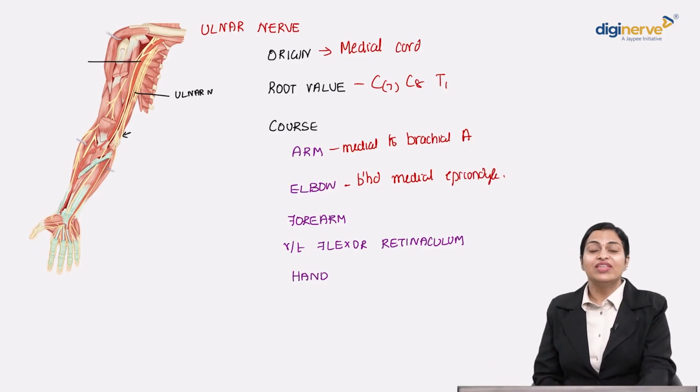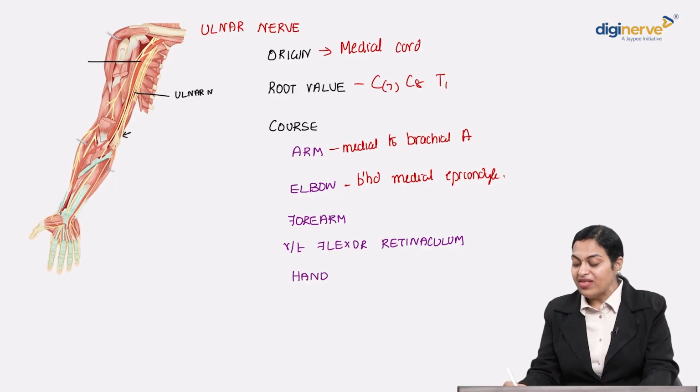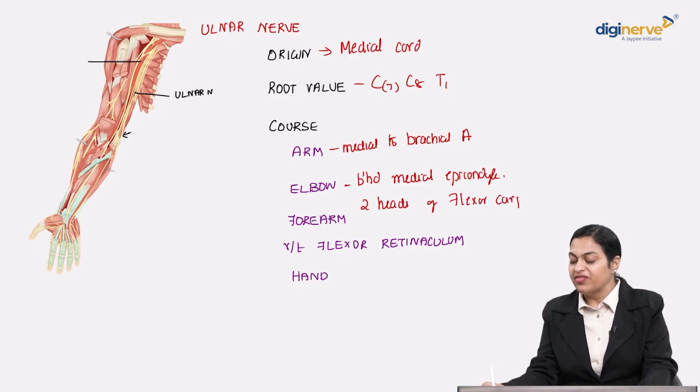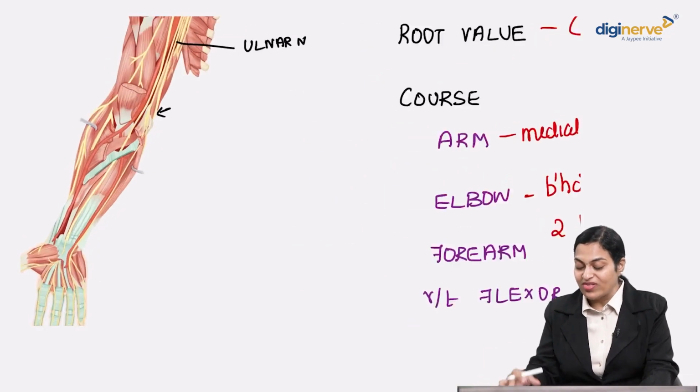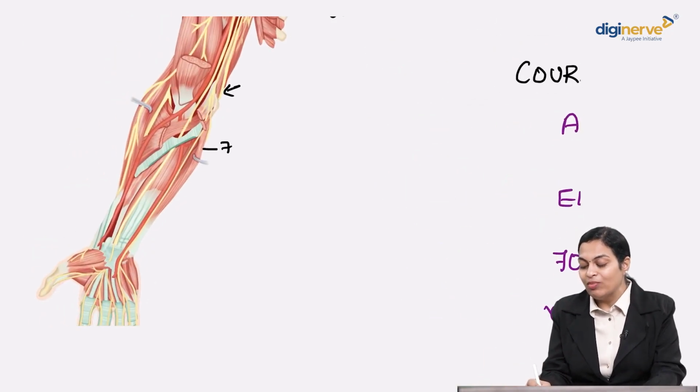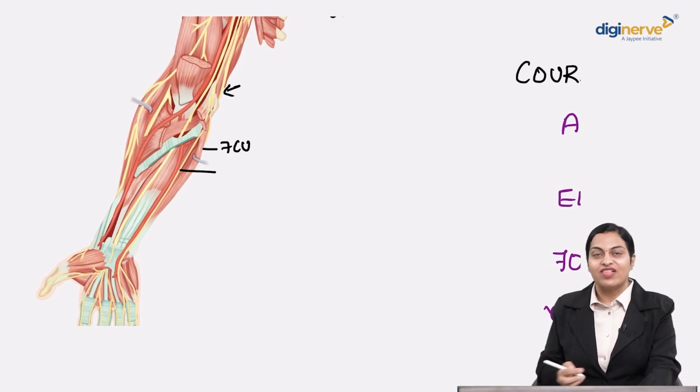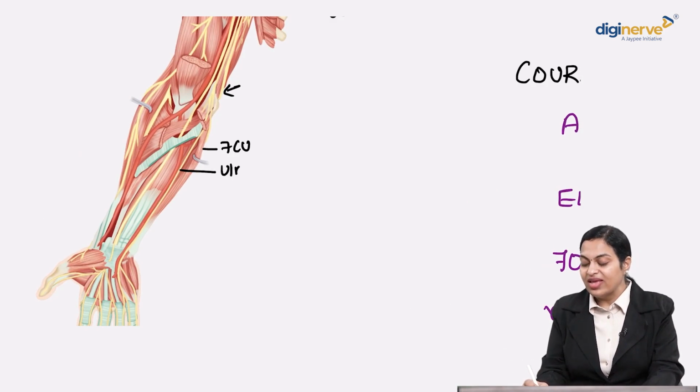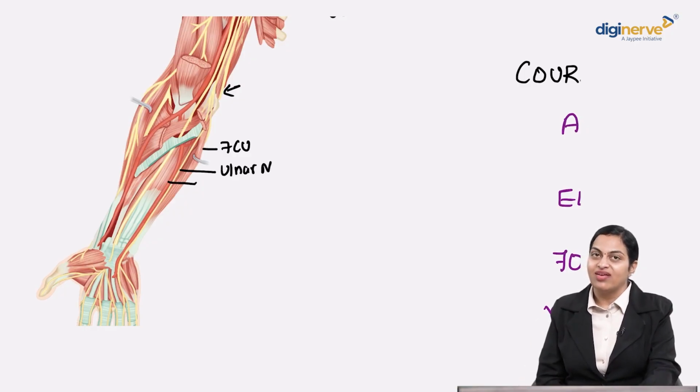And how does it enter the forearm? By passing between the two heads of flexor carpi ulnaris. It is very easy to identify flexor carpi ulnaris in forearm because that is the medialmost muscle. And the nerve that you see here by lifting the flexor carpi ulnaris is the ulnar nerve. And the artery accompanying it will be the ulnar artery.